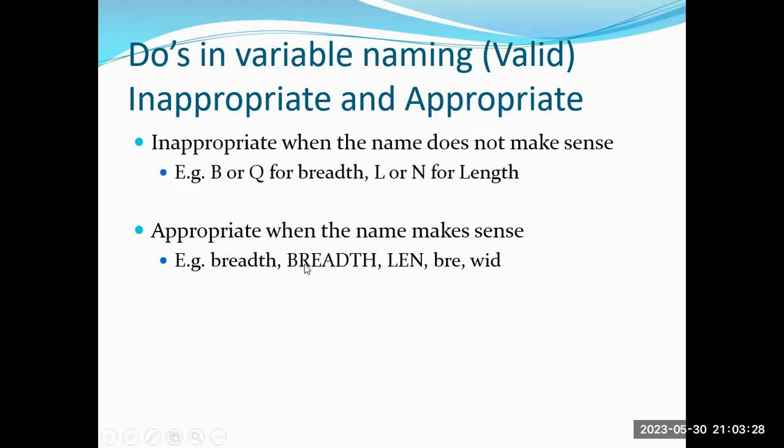Use valid names like this: length for length, BRE for breadth, WID for width. Anything that gives the person an idea of the name of that variable or what the variable is storing. So that is the main thing about appropriate and inappropriate. Keep in mind that appropriate and inappropriate fall under valid. The variable is valid, the name is valid, but it can be either appropriate or inappropriate.